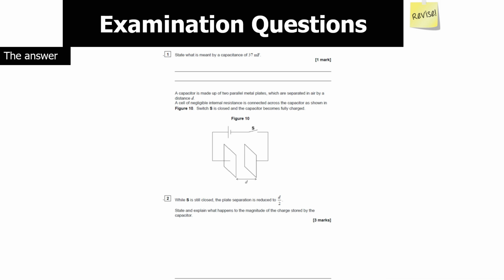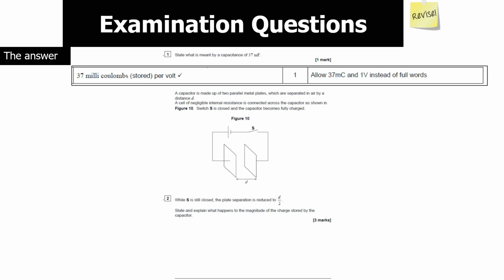Right, so how do you answer this first question? Well, this first question, you've got to learn how to just define what we mean by capacitance. So capacitance is the charge stored per unit volt. Now, in this case, it's 37 millifarads, so therefore it's 37 millicoulombs stored per unit volt, or per 1 volt.